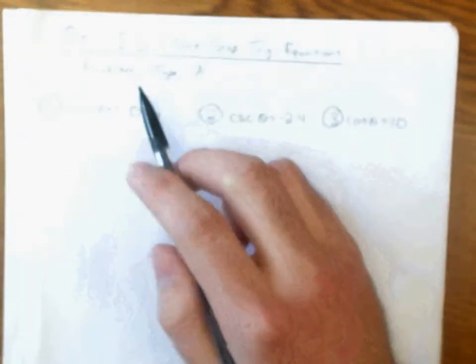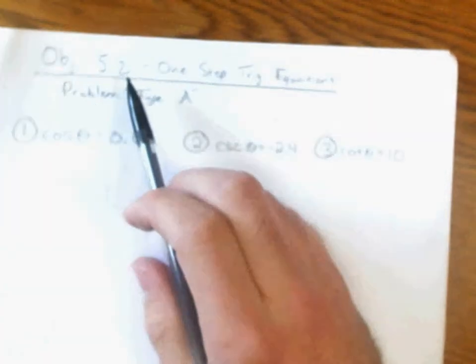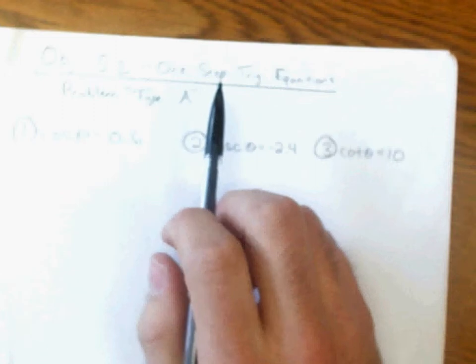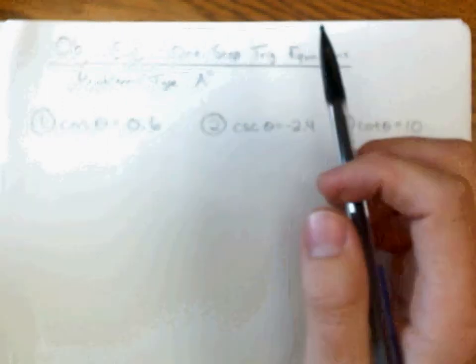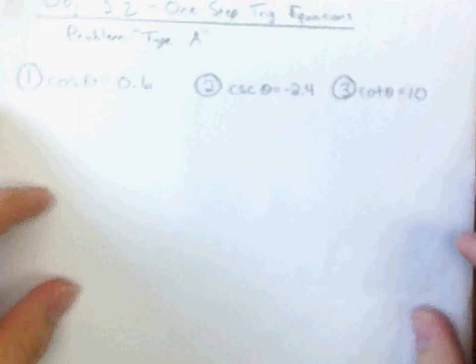Okay, in this video, I'm going to be talking about how to solve problems that, in our review, we've labeled as problem type A. So this is originally objective 5.2, one-step trig equations. If you are having trouble with trig equations in general, this is probably the best place to start, as this is kind of the basics for the rest of the problems we've learned how to solve.